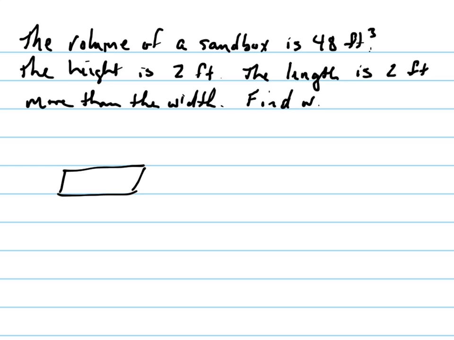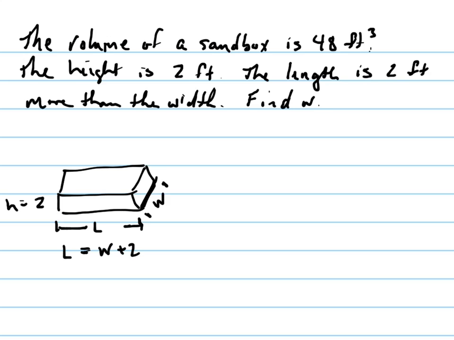That's usually a good idea, good place to start. So here is my sandbox, something like this. And it says the height is 2 feet, so there's h equals 2. The width and the length we don't know, but let's call this side right there the width. And let's call this the length right there. And they told us that the length is 2 feet more than the width. So if I add 2 to the width, I'll get the length.